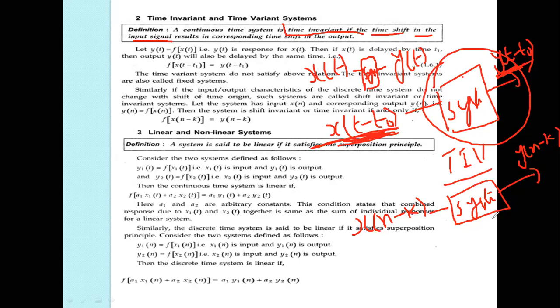So for x of n minus k, the output is y of n only. And here the output is y of t only, which means that system is time variant. Time variant.